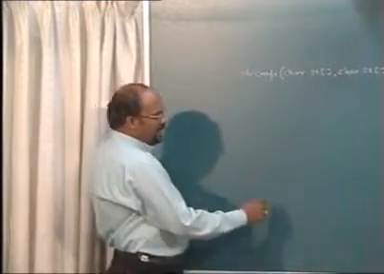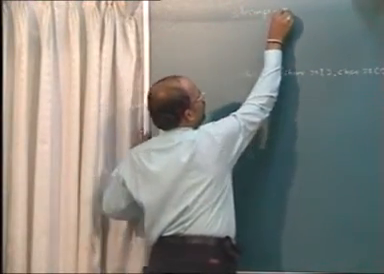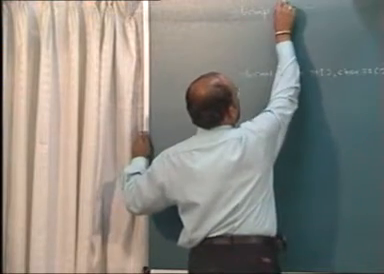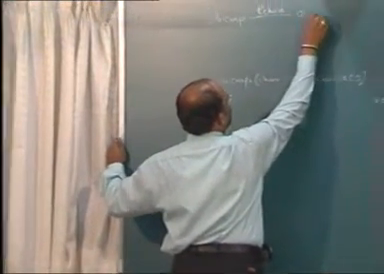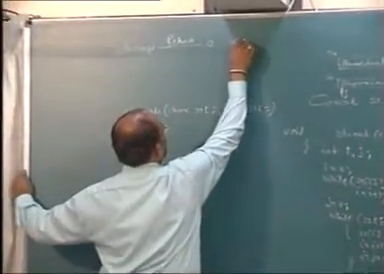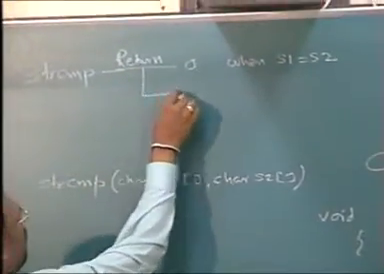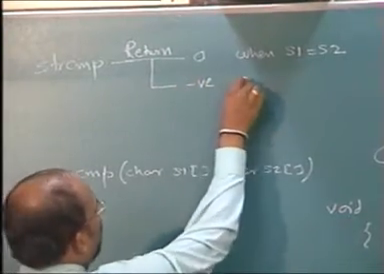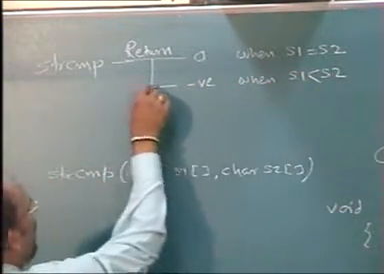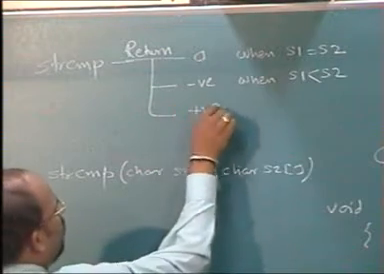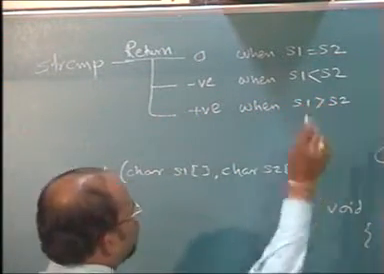This strcmp returns 0 when s1 is equal to s2, returns negative value when s1 is less than s2, and returns positive value when s1 is greater than s2.